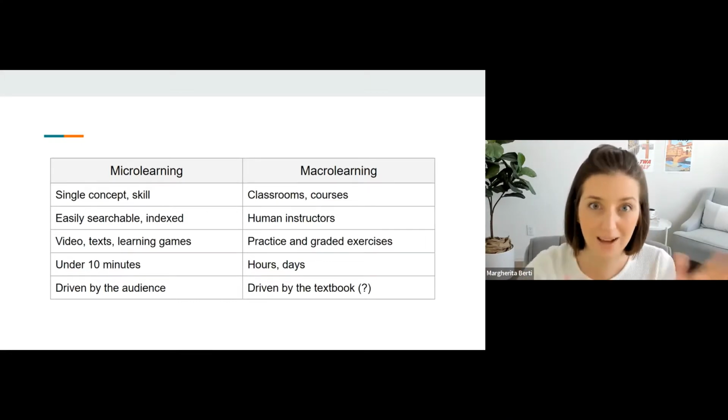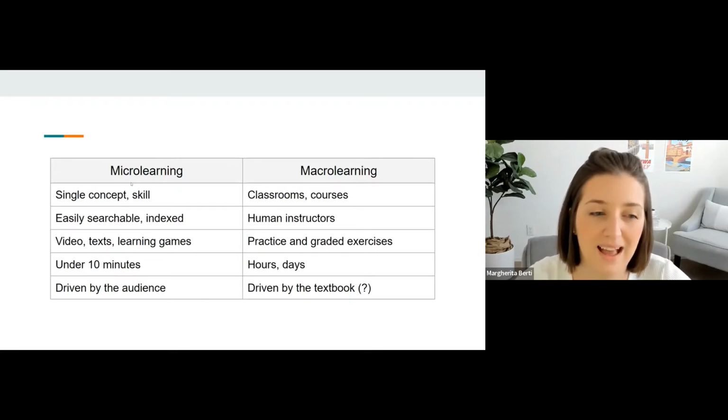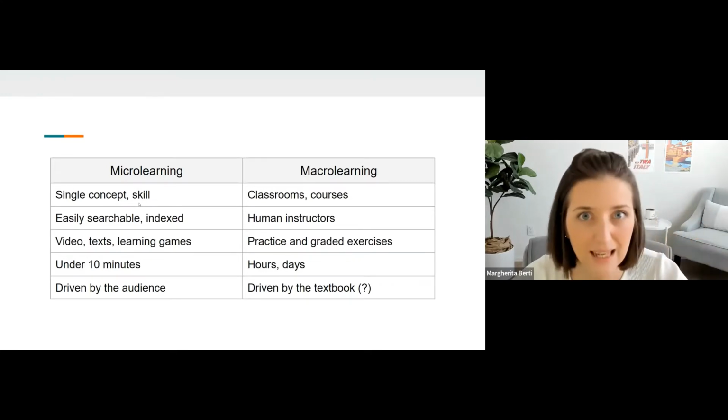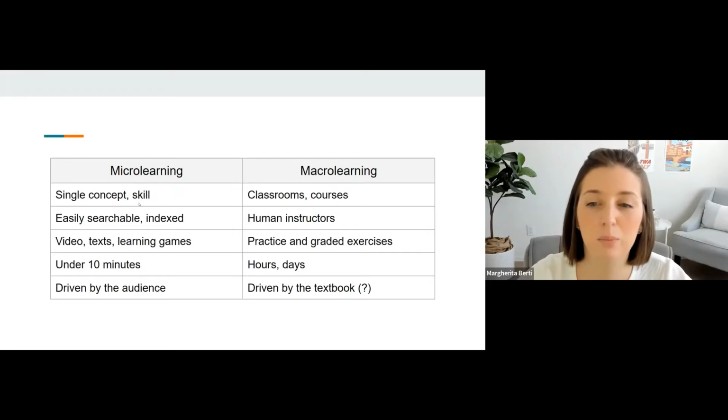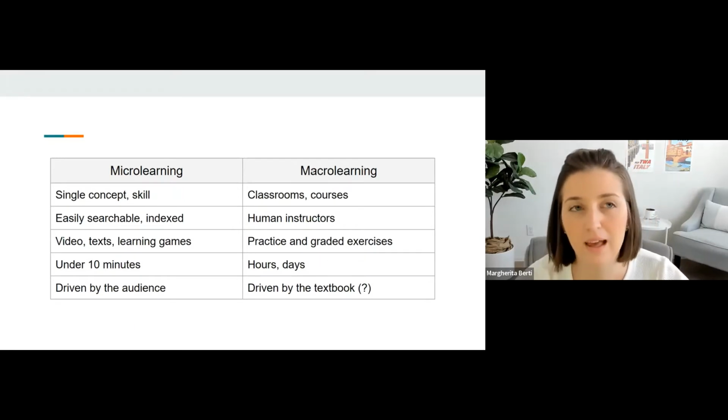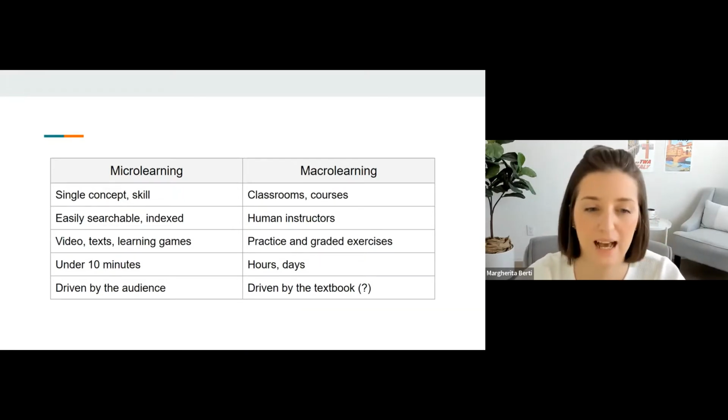And so if we look at the differences between microlearning and macrolearning, we can see that with microlearning, we have a single concept, a skill that we are teaching, as compared to macrolearning, where we are teaching a full course in a classroom. And also with microlearning, they are usually easily searchable, they're indexed, and we have a variety of modalities. So for example, video, text, learning games.